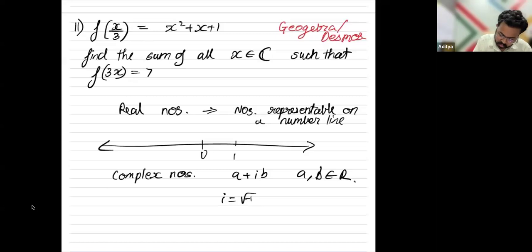So that is all the background for this question. Don't read too much into this. Just try to find what will be the sum of all x such that f of 3x is equal to 7.